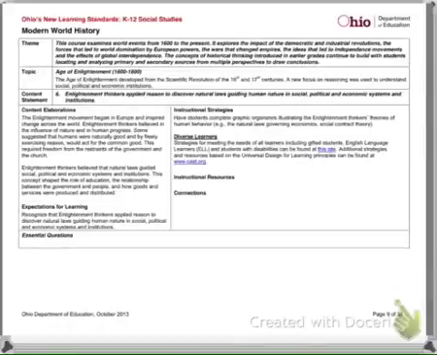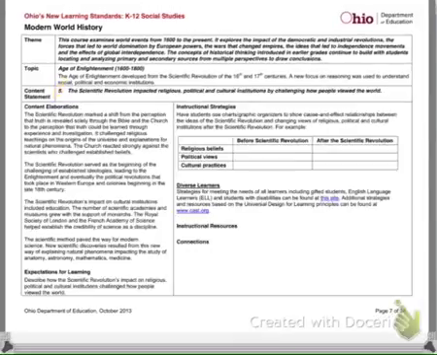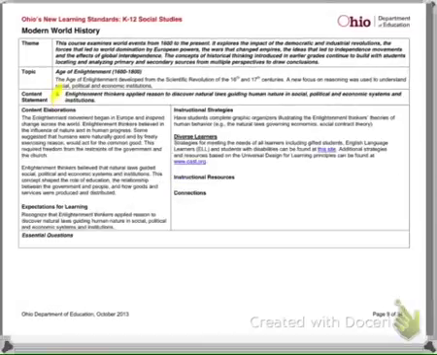Okay, world history students, this video is to achieve a few things. That's our goal here. First, we're going to talk about the content standards 6 and 7. We've already finished number 5, and number 5, as you see here, is the scientific revolution impacted religious, political, and cultural institutions by challenging how people viewed the world. This time we're going to do 6, Enlightenment thinkers applied reason to discover natural laws guiding human nature in social, political, and economic systems and institutions.